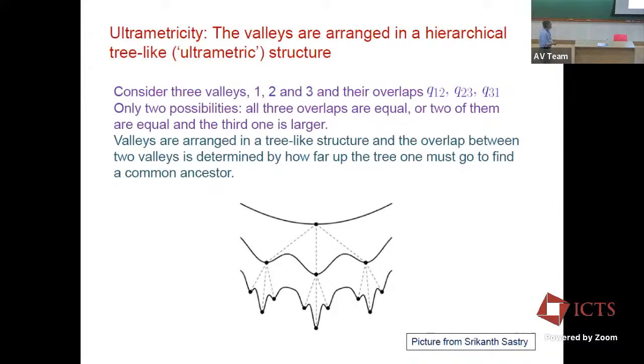So this will lead to a situation where, for any 3 such states that you take, if the overlap depends on how far you have to go up the tree to find a common ancestor, then you can have only these 2 possibilities. This is known as ultrametricity, and it is one of the very interesting properties of the landscape that one gets for this spin model. We have tried to verify this numerically, but it's difficult. There is no clear numerical evidence that this is satisfied, but there are other numerical evidences that say that this solution is actually a good solution.